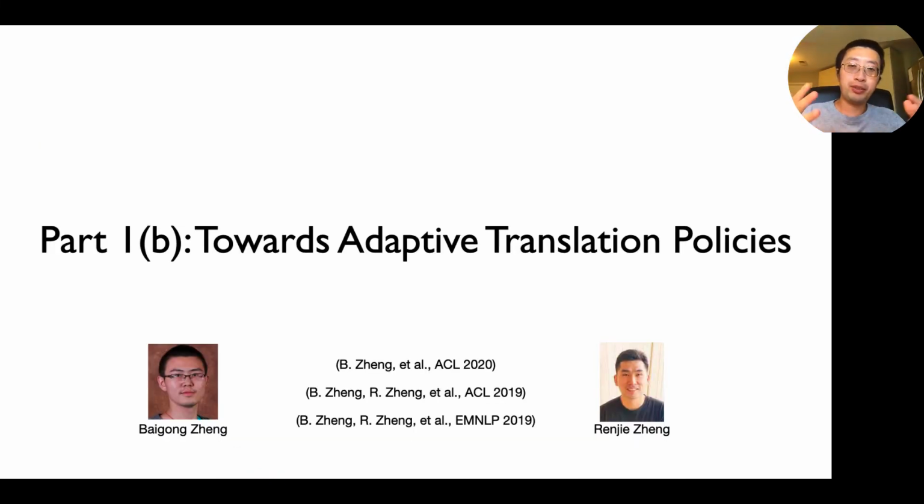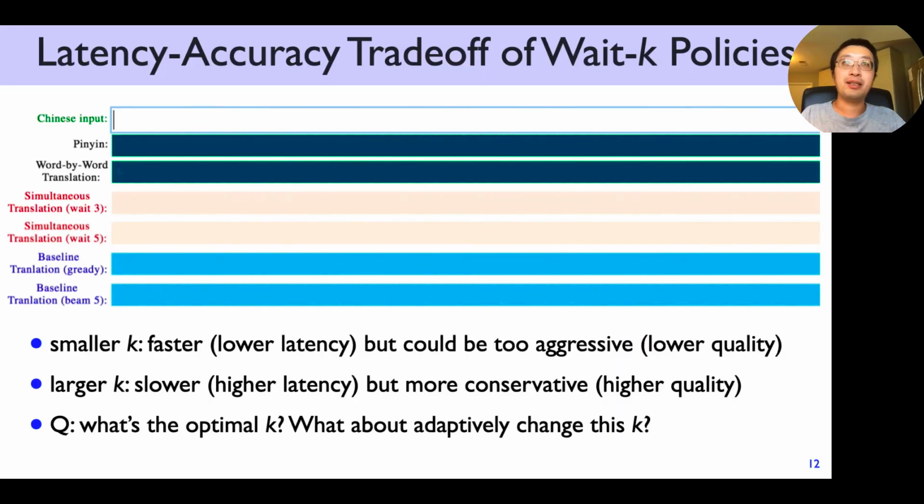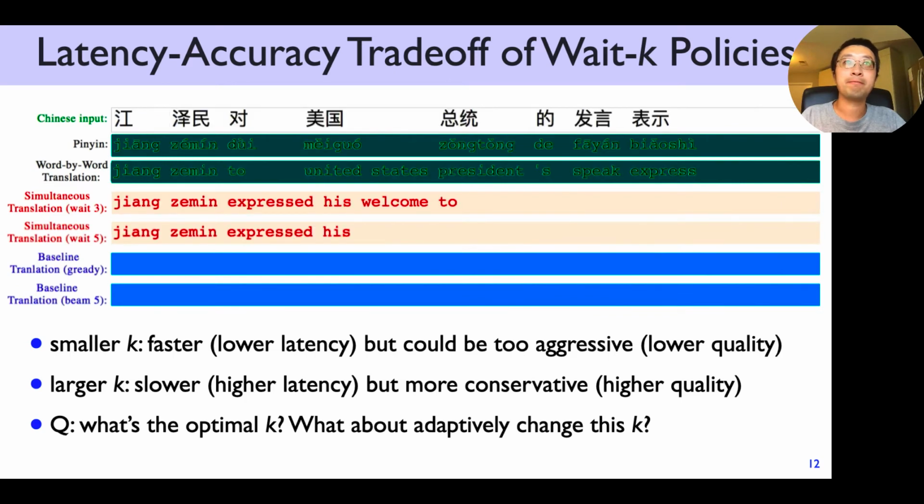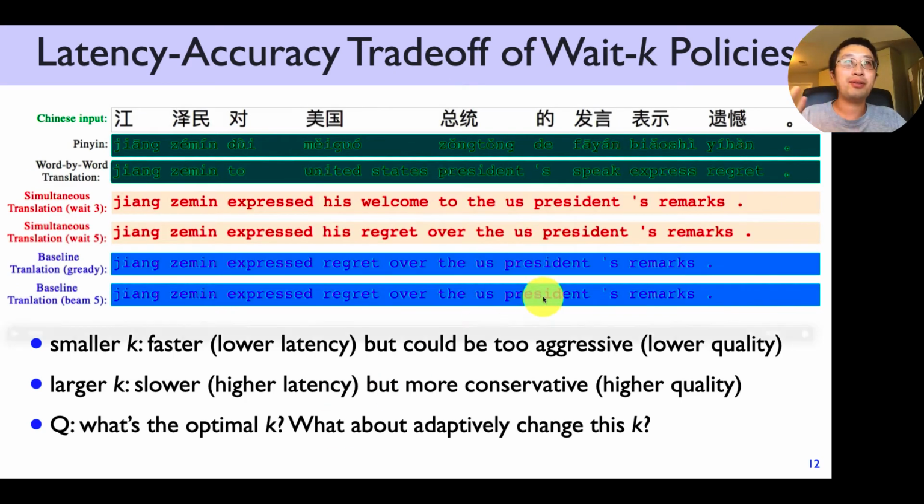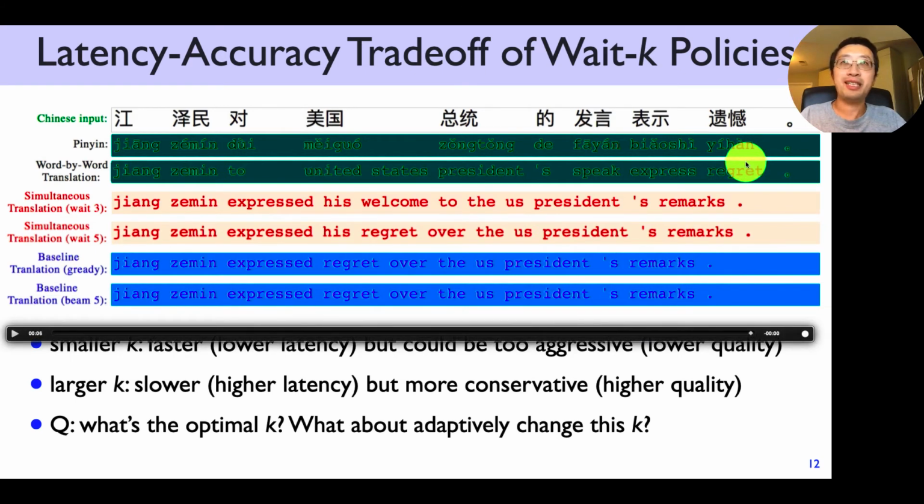Now let's move towards adaptive translation policies. As we said, wait-k is too rigid and too strict, and there is also a trade-off between latency and quality, where a smaller k is fast, low latency, but it could be too aggressive, and you make a lot of mistakes, and a larger k could be too conservative, even though you get higher quality. So let's try 江泽民对美国总统的发言表示遗憾。 The last word is actually regret, even though you would anticipate it to be welcome in wait 3.